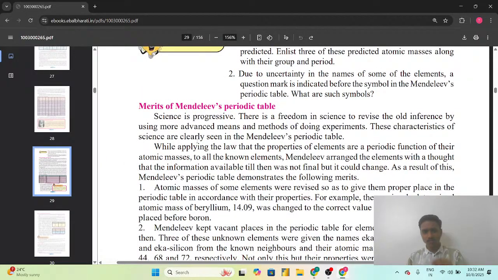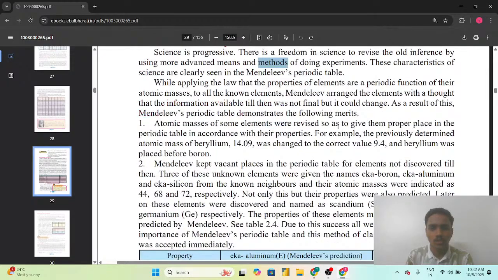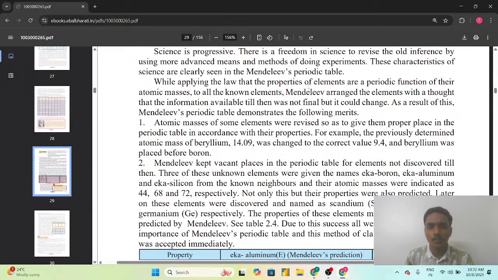So, as we can see here, the merits of Mendeleev's periodic table. Science is progressive. There is a freedom in science to revise the old inference by using more advanced means and methods of doing experiments. These characteristics of science are clearly seen in Mendeleev's periodic table. While applying the law that properties of the elements are the periodic function of their atomic masses to all the known elements, Mendeleev arranged the elements with a thought that information available till then was not final, but it could change.